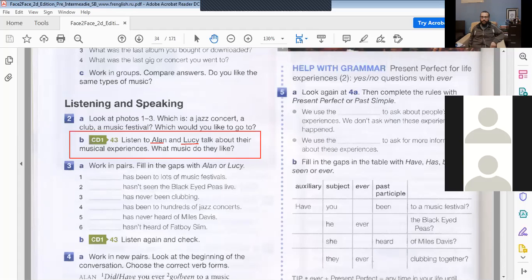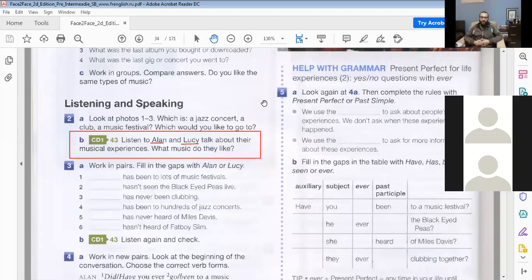She likes rock. And she doesn't know anything about jazz. Yes. And what about Alan? He likes jazz music. Yeah. And what else? I think that's just jazz. Yeah. Okay, okay.